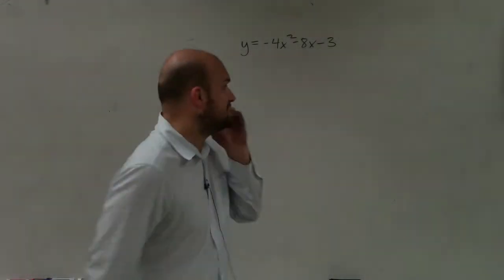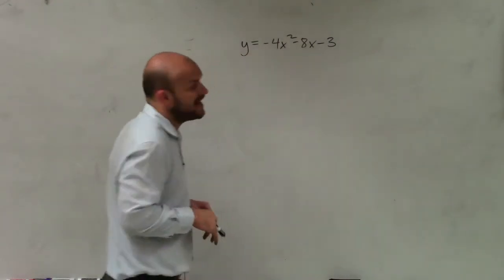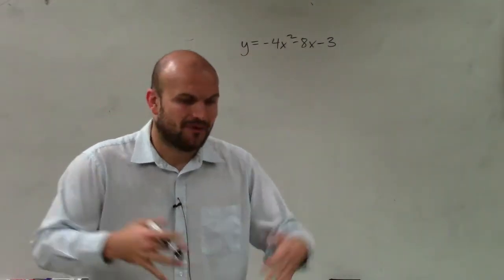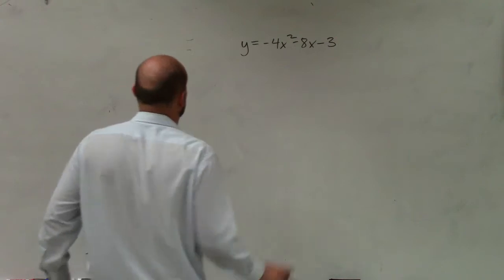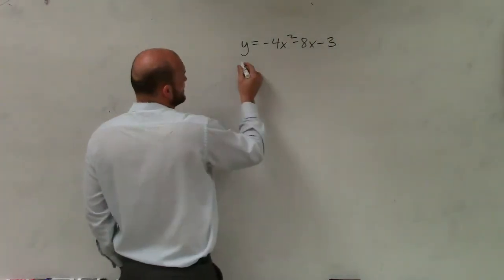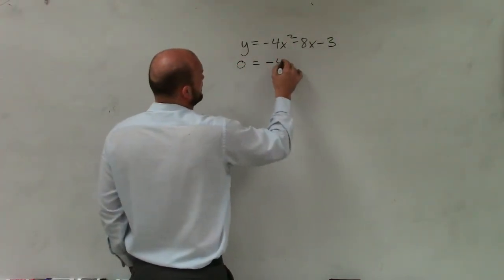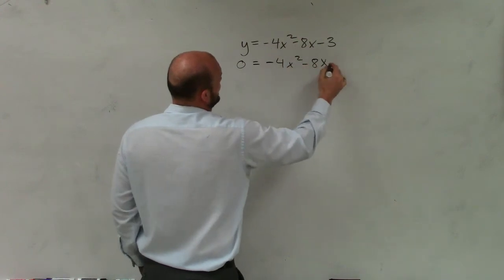Welcome. So what I like to do is show you how to solve by completing the square, this quadratic. When solving by completing the square, the main thing we're going to want to do is go ahead and set our y equal to 0 here. So I have negative 4x squared minus 8x minus 3.